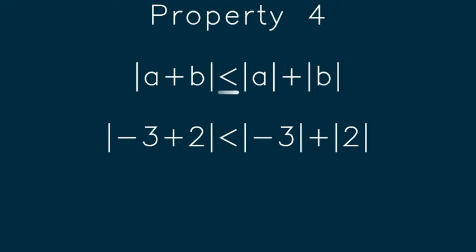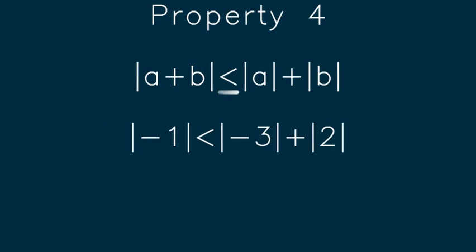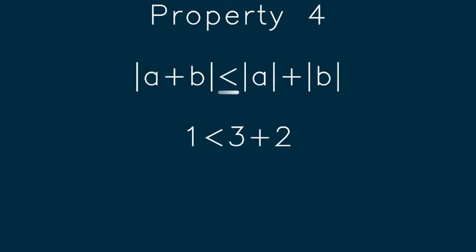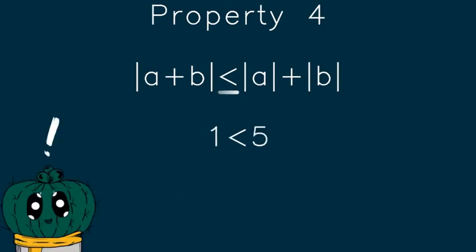Now let's do an example where the answer is less than. Let's solve the left hand side first. -3 added to 2 is equal to -1, and the absolute value of -1 is going to be equal to 1. Let's do the right hand side. The absolute value of -3 is going to be equal to 3, and the absolute value of 2 is going to be equal to 2. So 3 plus 2 is equal to 5, and you can see 5 is greater than 1.